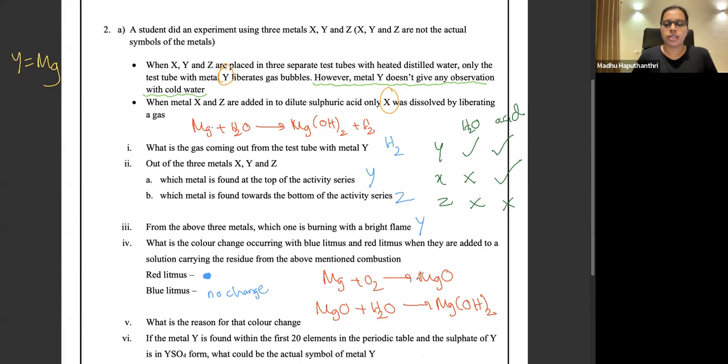Right. So this is a reaction for the combustion. The residue is magnesium oxide. When you add that into water, magnesium hydroxide is coming. Additionally, I showed the reactions also. Then fifth one, what is the reason for that color change? So we can simply say, because of the OH minus ions, medium is basic. Because of the OH minus ions, medium is basic.